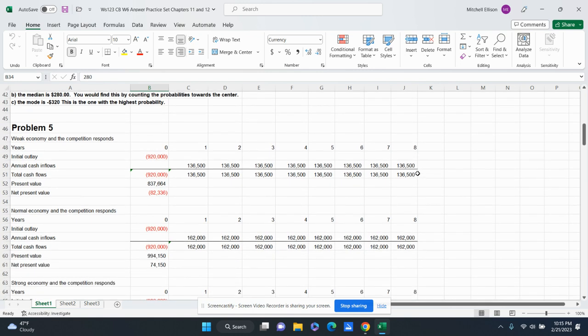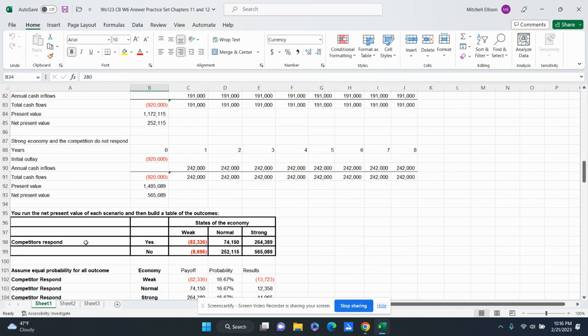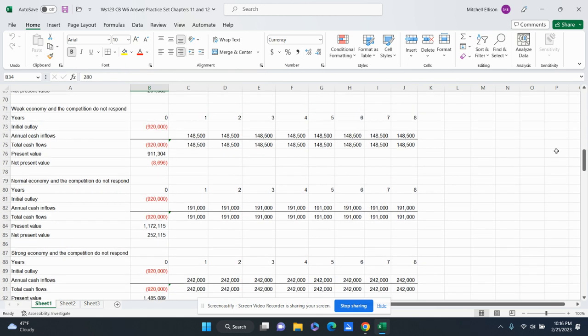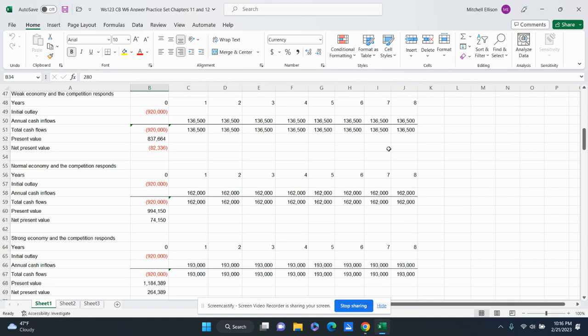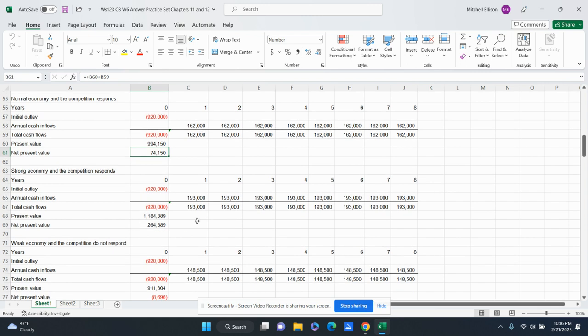Problem 5, you were given some initial outlay and some cash flows under several different situations. In other words, competitors responding yes or no, state of the economy weak, normal, or strong. When you run the net present values, again, you're going to bring them back at negative 82,000 for the first one. A normal economy and competitor response, 74,150 for that one.